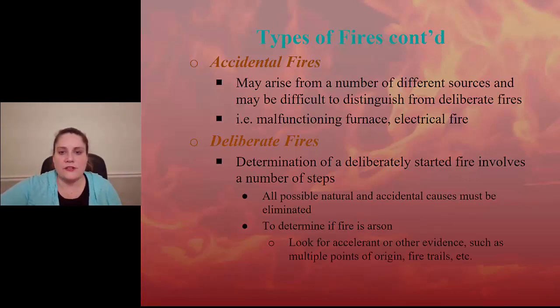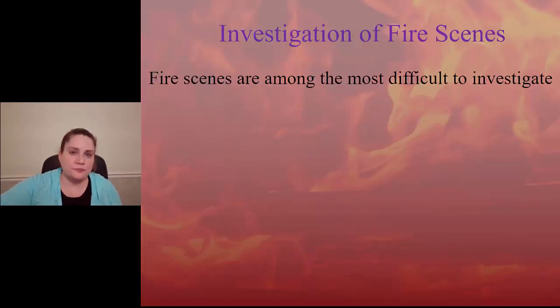If you want to determine that the fire was arson, you're going to look for some clues. And we're going to talk a ton about these clues a little bit later on. So you're going to look for accelerant. You're going to look for other evidence that tells you that maybe that was a deliberate fire, like multiple points of origin and fire trails.